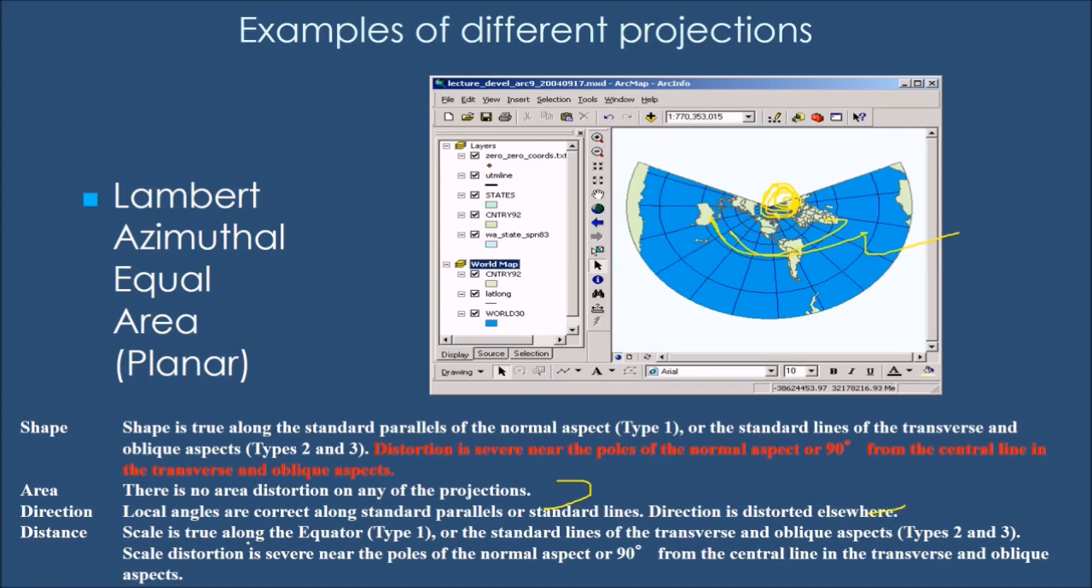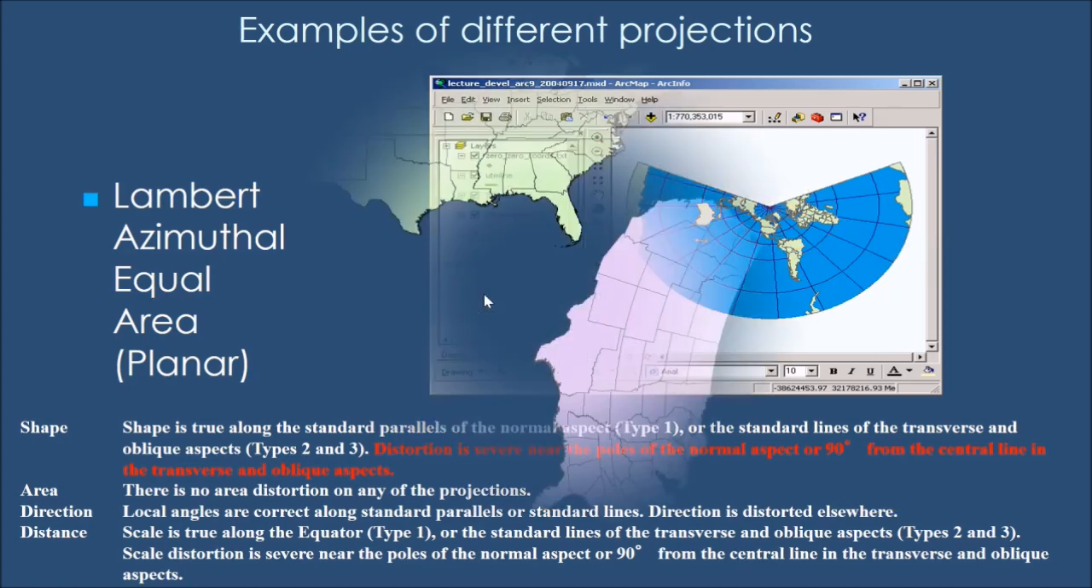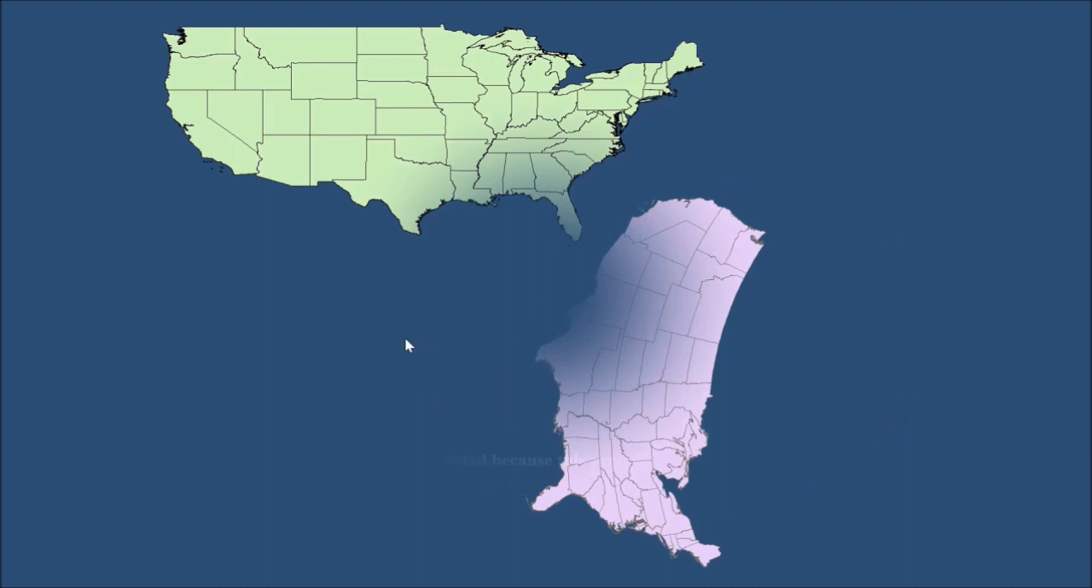For distance, scale is true along the equator, or the standard lines of the transverse and oblique aspects. Scale distortion is severe near the poles of the normal aspect, or 90 degrees from the central line in the transverse and oblique aspects. This is the result.